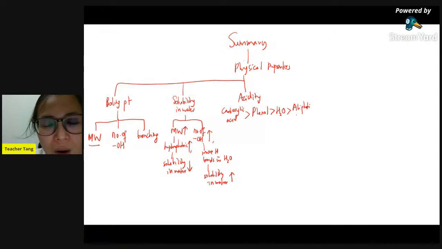Aliphatic alcohol is not very acidic because the conjugate base is unstable. Why is it unstable? Because the electron-donating alkyl group makes the alkoxide ion unstable. So those are the three physical properties of alcohol that you saw today.